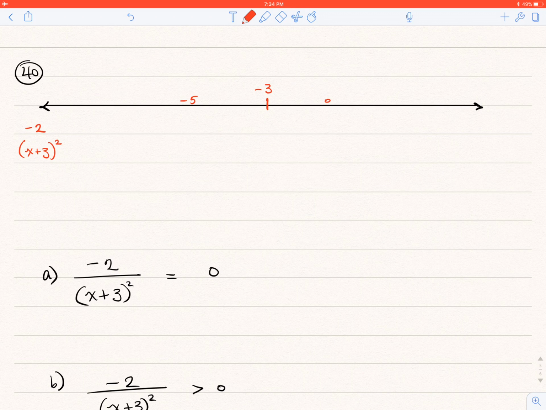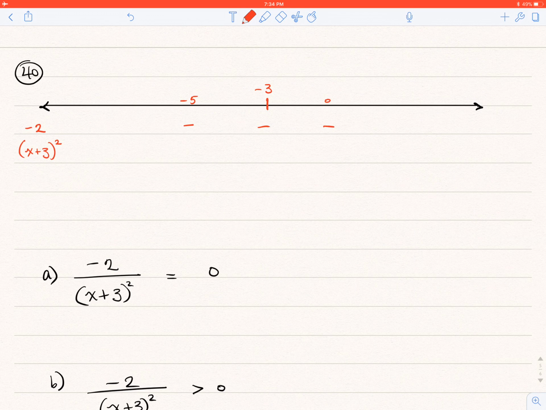Now remember, the only signs you're going to put in are poses, negs, and zeros. So as I look at -2, it doesn't really matter what number I plug in for x. Since there's no x, -2 is always negative, no matter what. So at -5, it's negative. At -3, -2 is negative. At 0, -2 is negative. At 900, -2 is still negative. So -2 is always negative, no matter what.